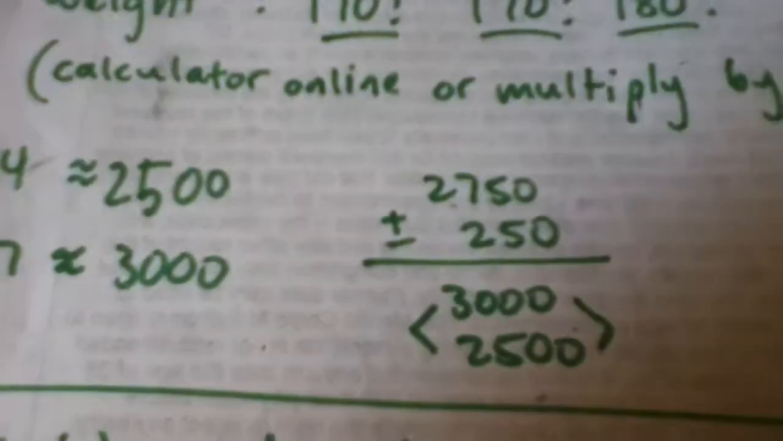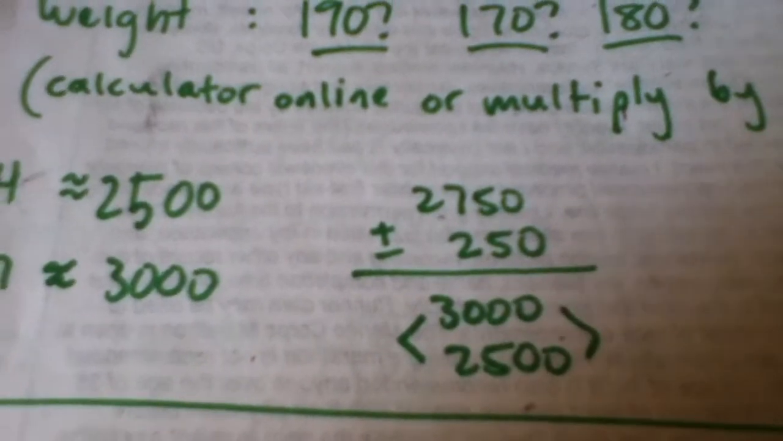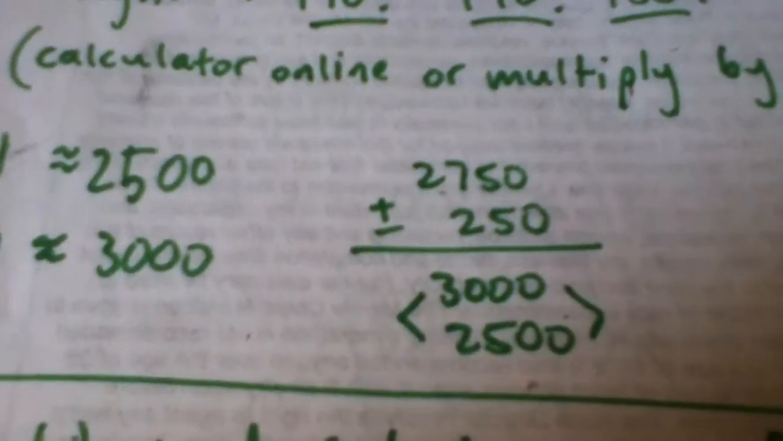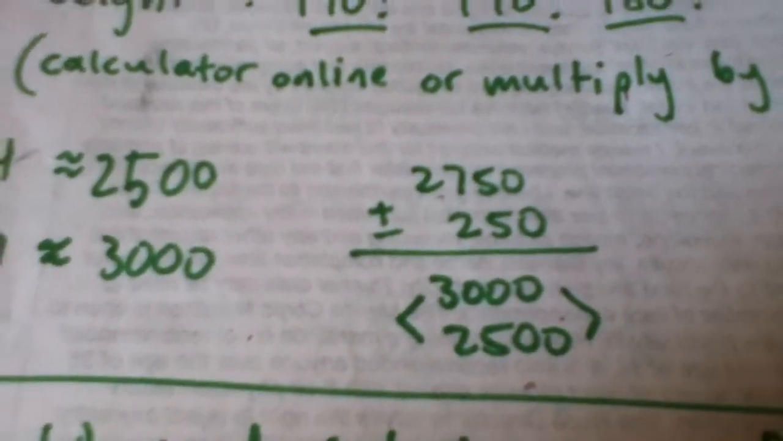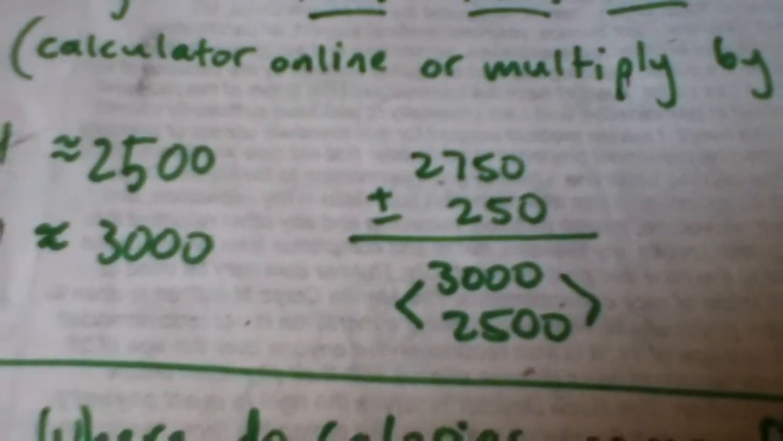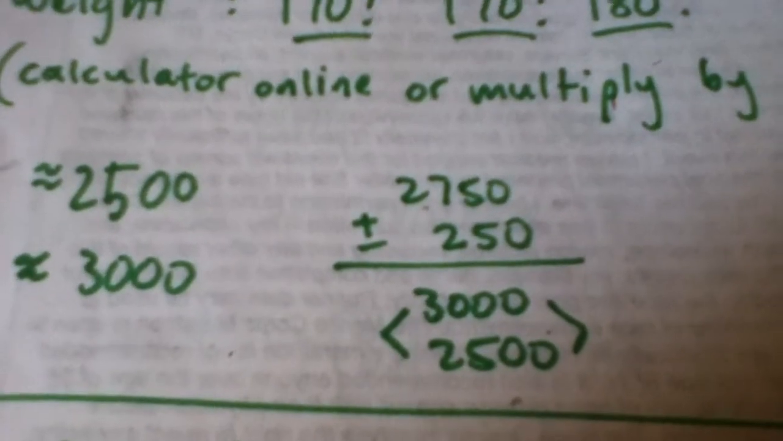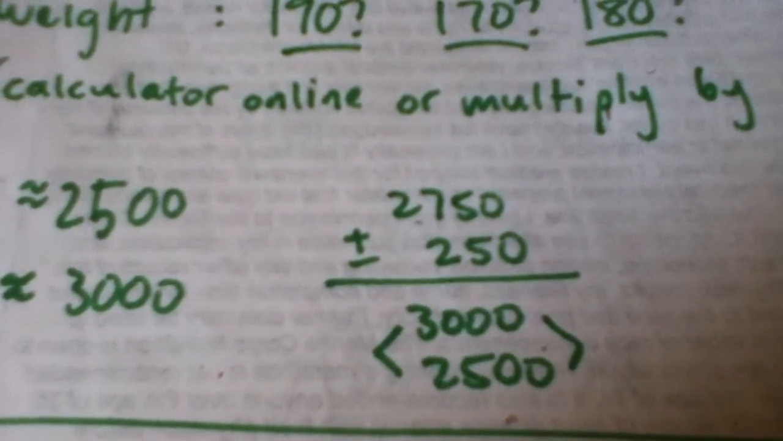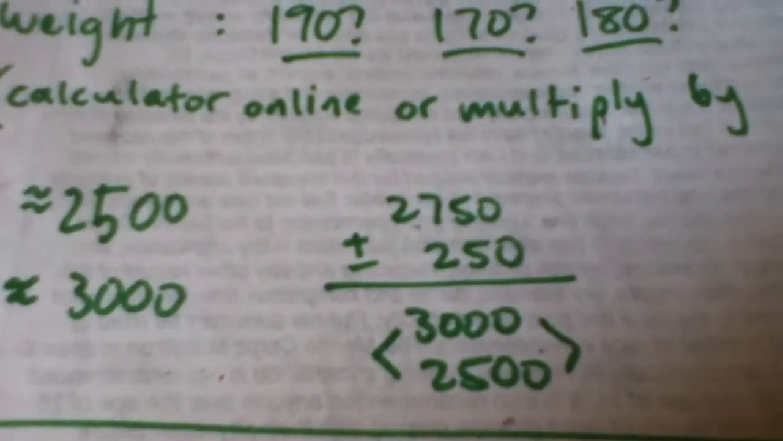Let's say he's trying to gain weight. He adds 250 to 2750 and you get 3,000. Or if he's trying to lose, you subtract and you get 2,500. So Monday through Saturday, he eats 3,000 calories, let's say he's trying to gain, for those 6 days.